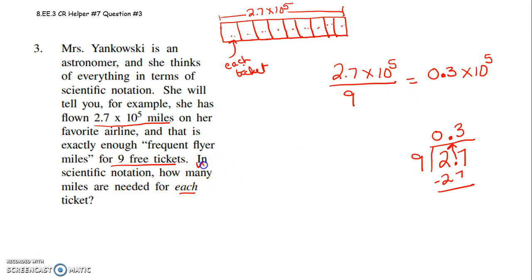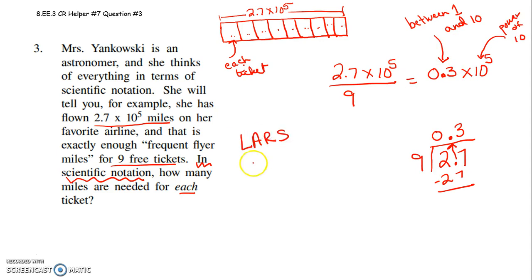Oh, but they say I have to write my final answer in scientific notation. This is a beautiful answer, but it's not in scientific notation. So to put this in scientific notation, my first factor has to be between 1 and 10, greater than 1, less than 10. And the good news is the second factor has to be a power of 10, and it already is. So if I need to rewrite this in scientific notation, I have to think about my good friend Lars. That stands for left, add, right, subtract.